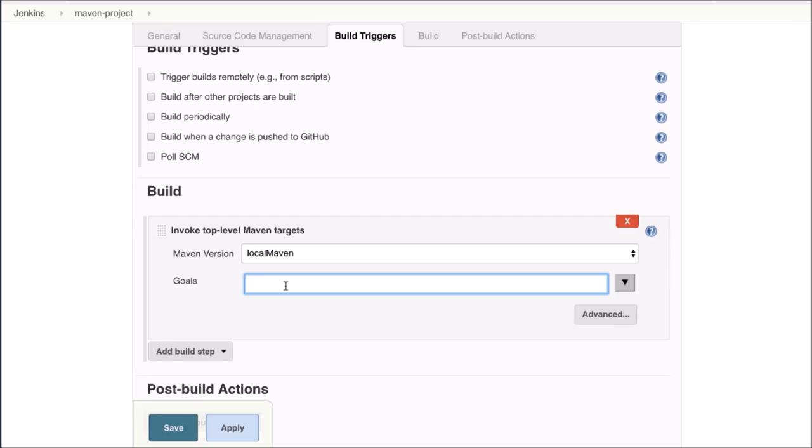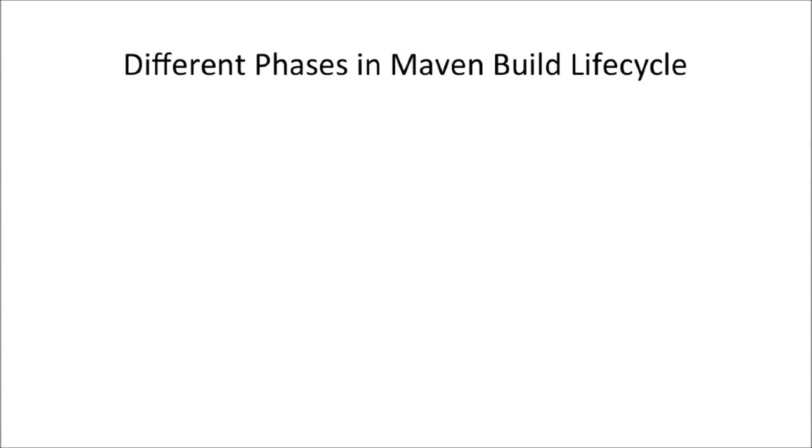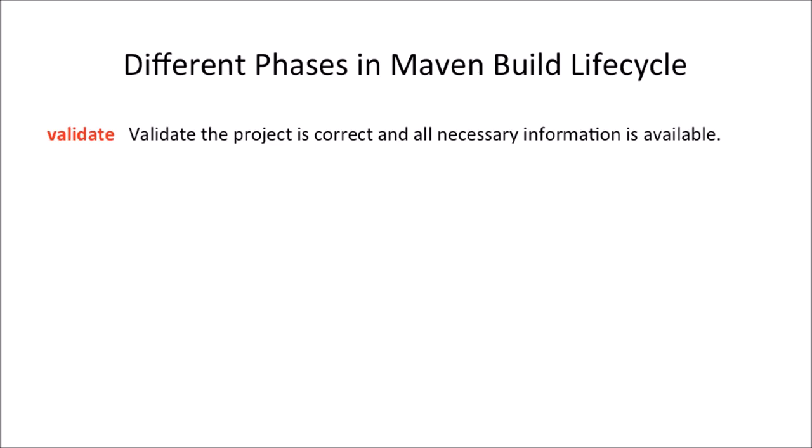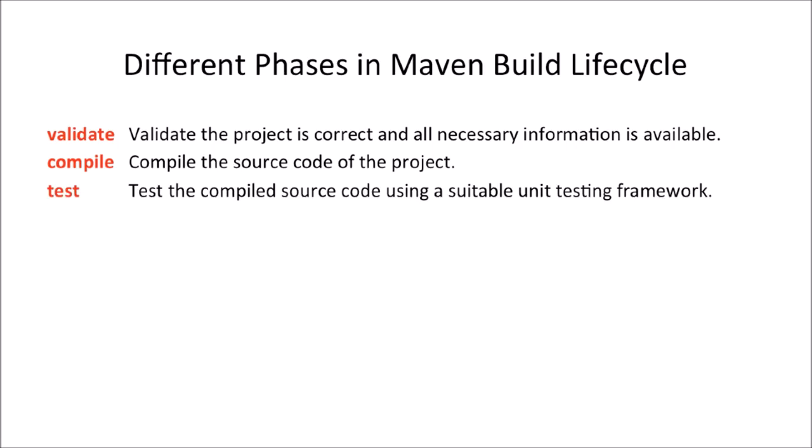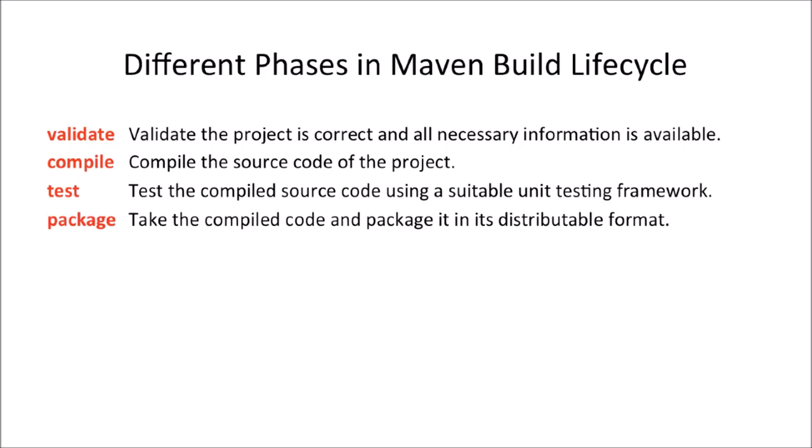In case you don't know what is Maven build lifecycle, let's take a quick look at different phases in Maven build lifecycle. The default lifecycle comprises of the following phases. Validate. Validate the project is correct and all necessary information is available. Compile. Compile the source code of the project. Test. Test the compiled source code using a suitable unit testing framework. Package. Take the compiled code and package it in its distributable format, such as a jar.